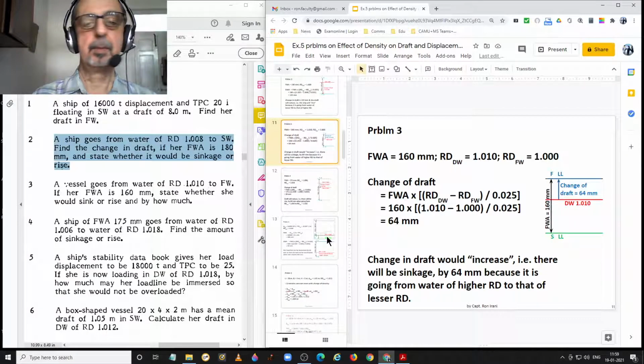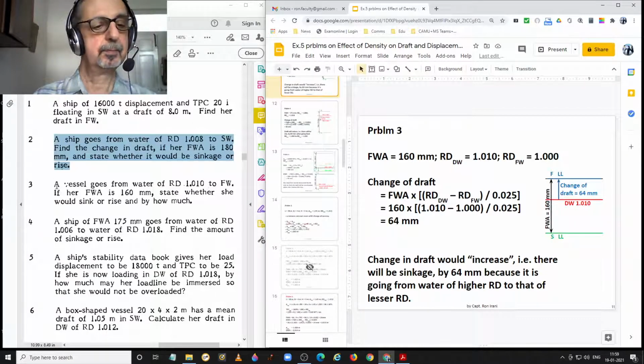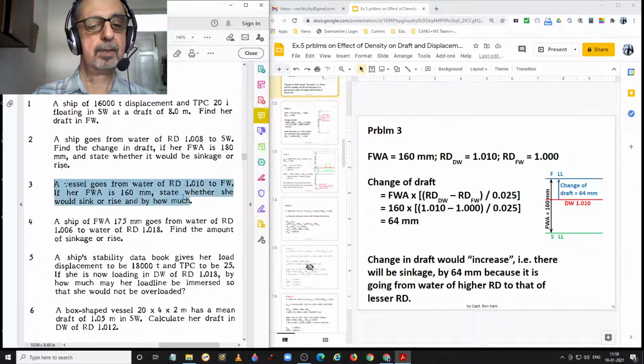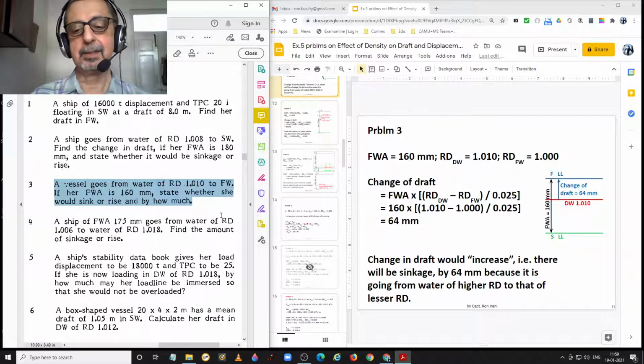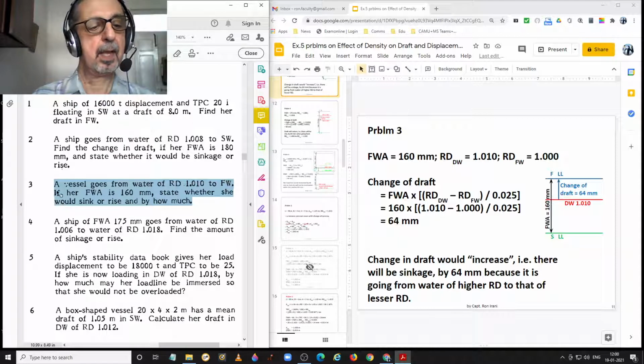Coming on to problem number 3. A vessel goes from water of RD 1.010 to fresh water. That means she is going from water of higher relative density to water of lesser relative density. And when that happens, the ship will sink. The draft will increase. If her freshwater allowance is 160 millimeters, state whether she would sink or rise and by how much.